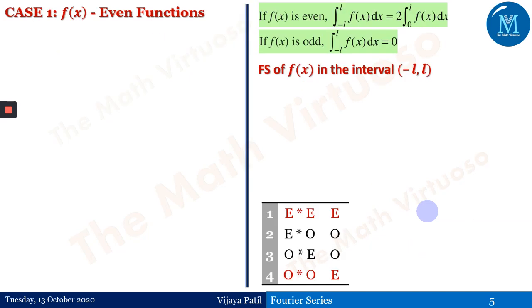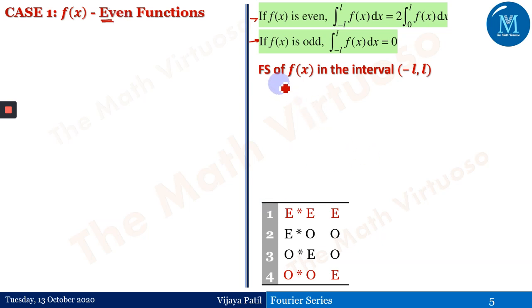Yeah, these are the things which I have kept on the slide already, because I wanted to discuss the remaining part. We have already discussed this, and we'll be using these properties whenever I have to check the case of an even function. So this is the first case: when f of x is even, what will be the formulae for the Fourier series in the interval minus L to L? That we are going to discuss over here.